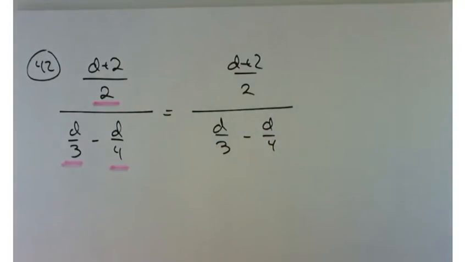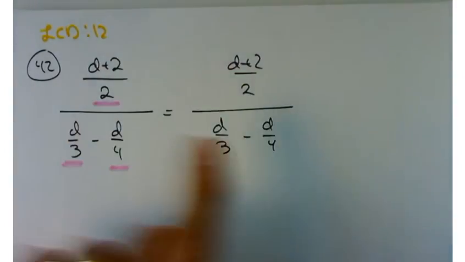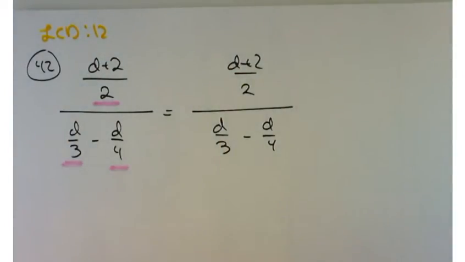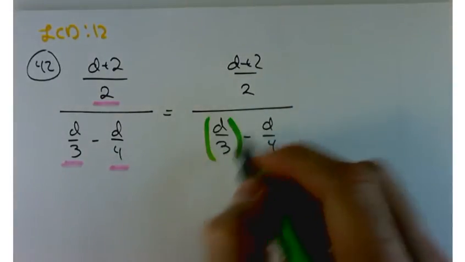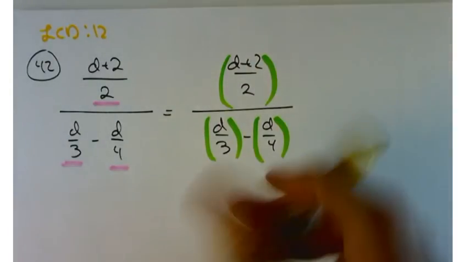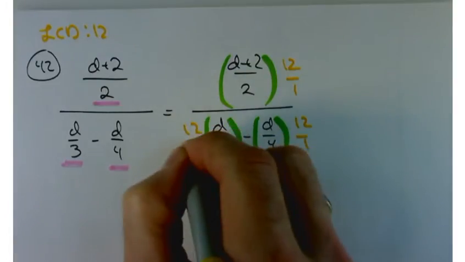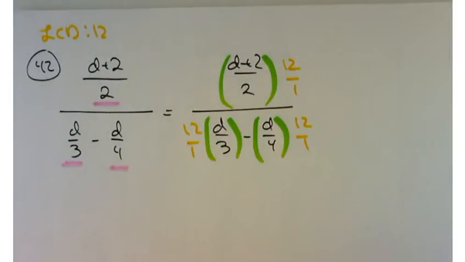If my LCD for all these secondary fractions is 12, I want to multiply each of those things by 12 over 1. So let's put a little parenthesis around each fraction and multiply by 12 over 1, 12 over 1, and 12 over 1. This is the shortcut that we figured out from the first problem in this section, the first problem with method 2 anyways. Now what should I do here?